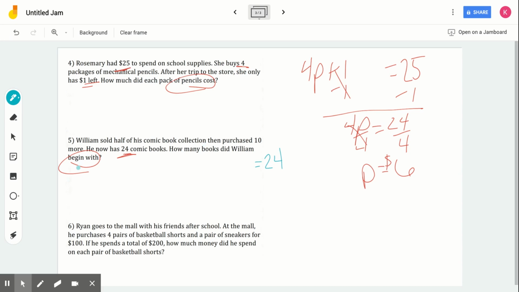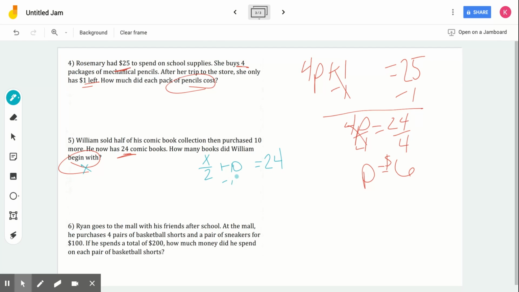So let's set our variable here. How many did we begin with? We don't know. That's what we're trying to find. So it says he sold half of his collection. So you could say X divided by 2 because his collection was cut into half. He sold half of them. And then he purchased 10 more. So when you purchase something, you're getting more. And then we know it's equal to 24.